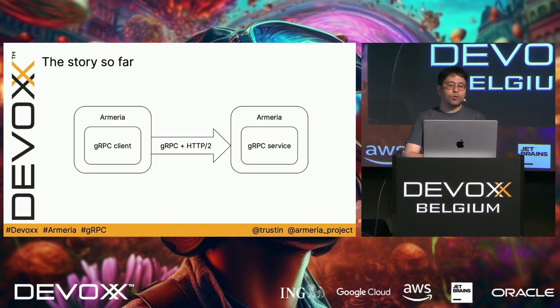Now, let's do a quick recap of what we have built so far. We have a gRPC server and a client, and they send and receive a gRPC call via HTTP2, and they utilize Armeria as its networking stack. Nothing fancy, right?